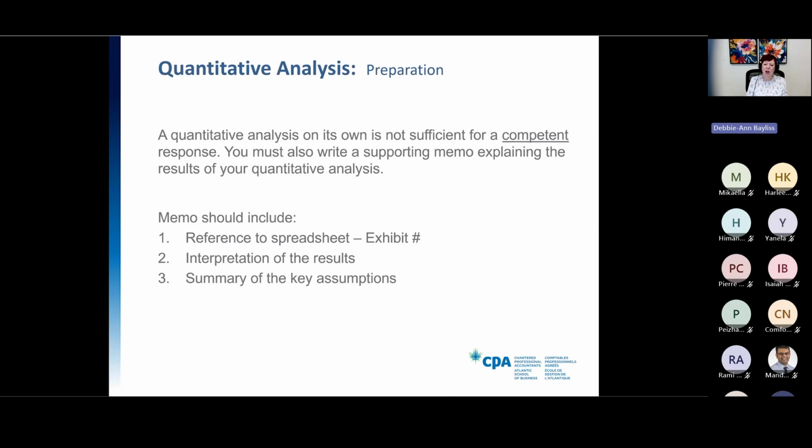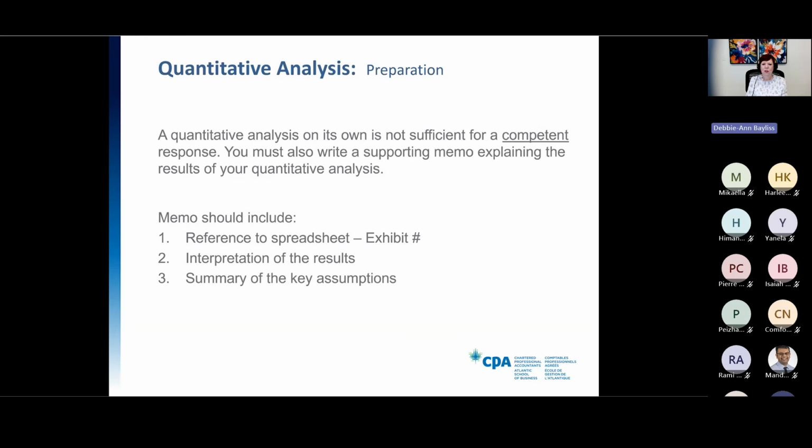Sometimes you need to talk about the key assumptions. Now, again, that's not listing all of the inputs that you used to arrive at the NPV amount. That's in Excel. But based on the case facts, there may be something that indicates that the assumption you've used for your NPV calculation may be different. So let me provide you an example.